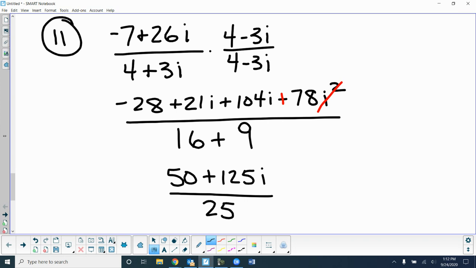All done, right? Michael says no. Why not? It's 25 and then all this. Yeah. There's a common factor of 25 for all 3 of those, so we should divide 25 into all 3 of those. So actually it's 2 plus, what is that, 5, over 1. You don't have to put the 1 if you don't want to. So that came out nice at the end.